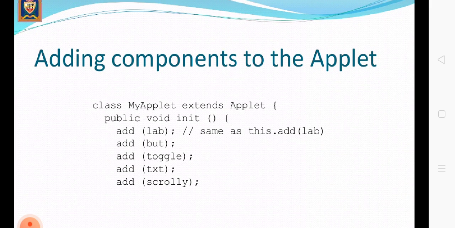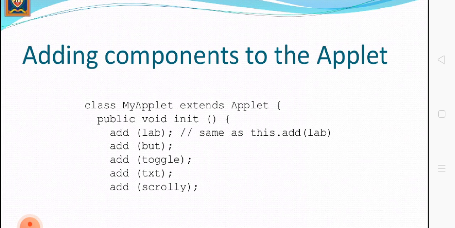Now look at how we can add components to an applet. Once you define an applet, first of all you will create an applet class. Here my applet is the class, and that is extended by the applet class. Within the applet class you will declare the init method.